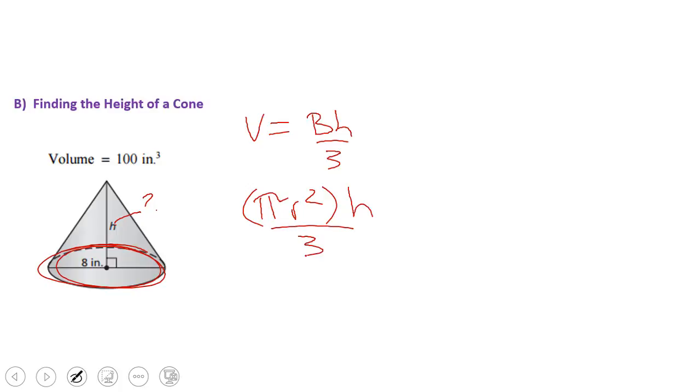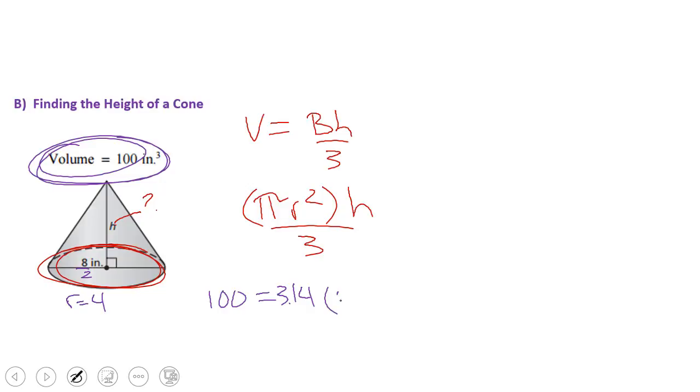And now we're going to plug in numbers. This time they gave us the volume. So we know 100 is equal to pi. I'm going to actually write it out this time, 3.14, because I'm going to have to find the height. I'm not going to have an answer in terms of pi. They gave us the diameter, so I'm going to divide that by 2. My radius is 4, so that's 4 squared, times my height, which we don't know, divided by 3.